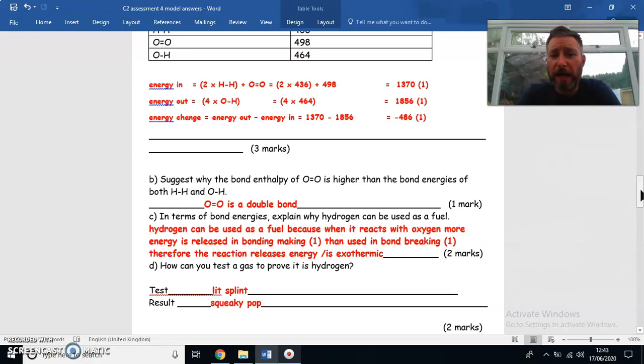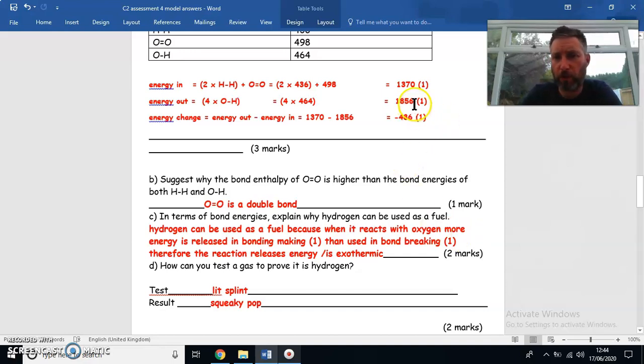So, in terms of bond energies, in terms of these numbers, why is hydrogen used as a fuel? Well, it's exothermic. Why is it exothermic? Because the energy released in bond forming is greater than the energy used in bond breaking. So there's the 2 marks. The energy released in bond making is bigger than the energy used in bond breaking. Exothermic reactions are used as fuels. We need the fuel to give out energy, which we can then use for a purpose. So that's the 2 marks there.